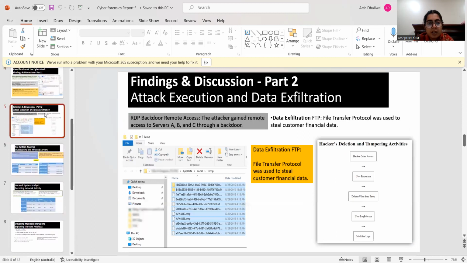The next slide is about the findings and discussion, part 2. Backdoor remote access: the attackers gained remote access to servers A, B, and C through a backdoor. Data exfiltration: the file transfer protocol was used to steal customer financial data. The hacker also carried out deletion and tampering activity: gaining access, deleting files in the temporary folder, and using login scripts. These methods were used by the attackers.